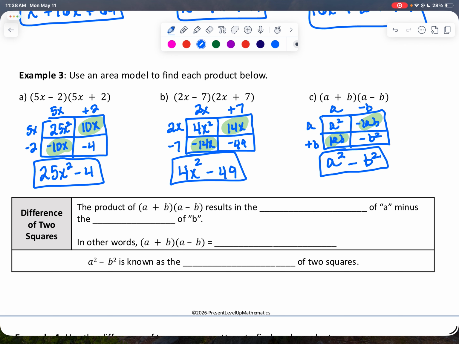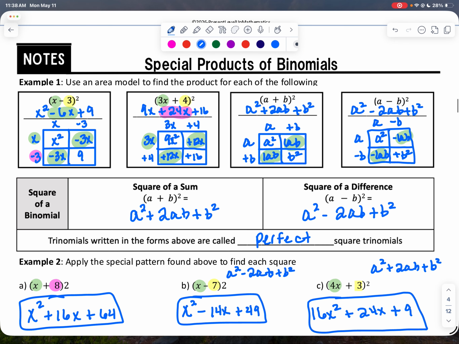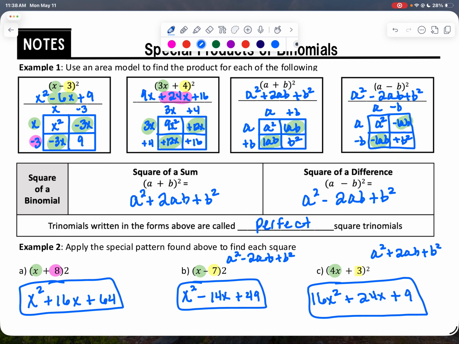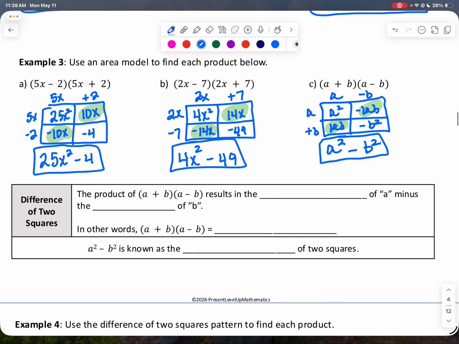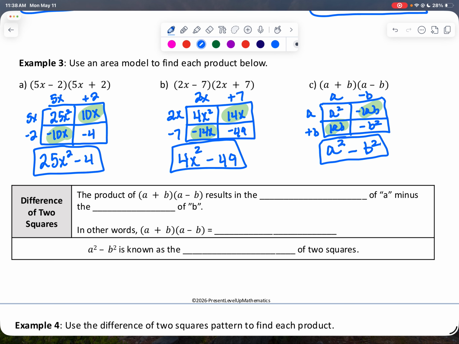Now look at these three examples and ask yourself, why do you think the middle term disappeared or zeroed out for us? Up here, we have a middle term in each problem: negative 6x, 24x, 2ab, negative 2ab. Here, our middle term disappears, and I want you to think about why that is. All right, hopefully you said it's because you had a positive and a negative, and that causes the negative 10x and the positive 10x to zero out.